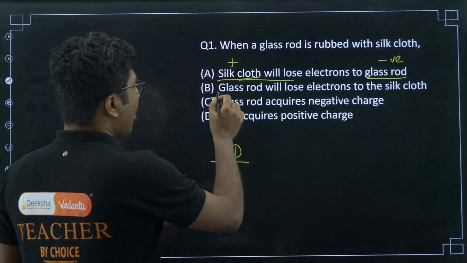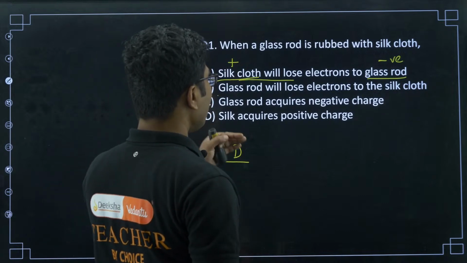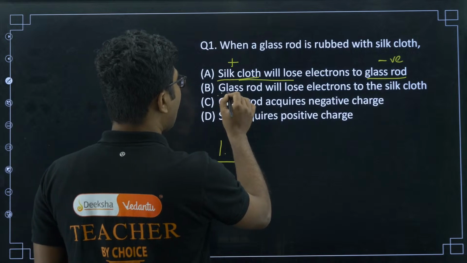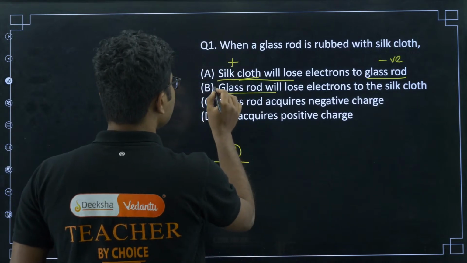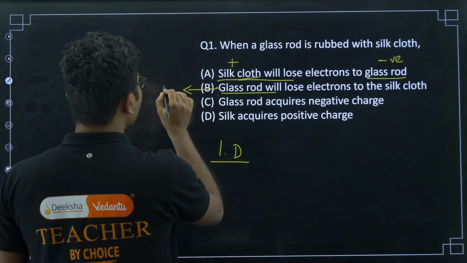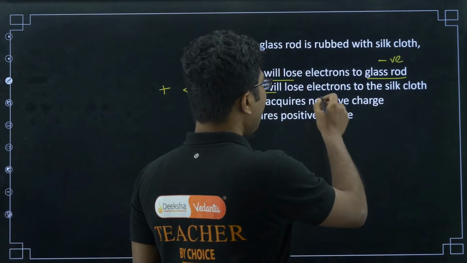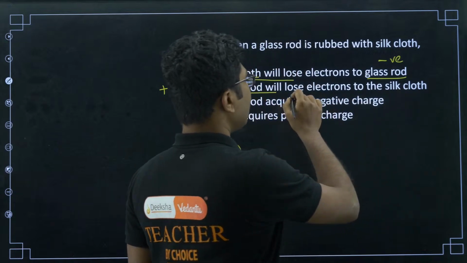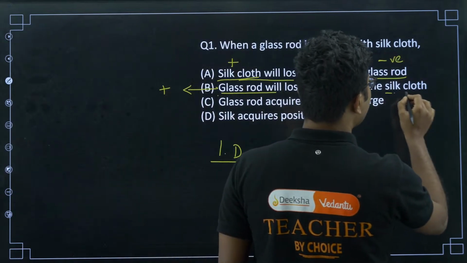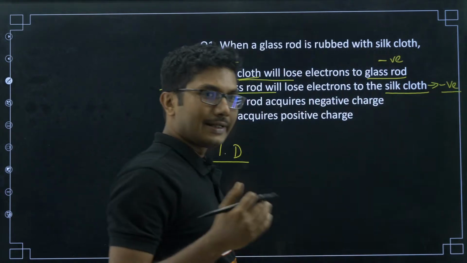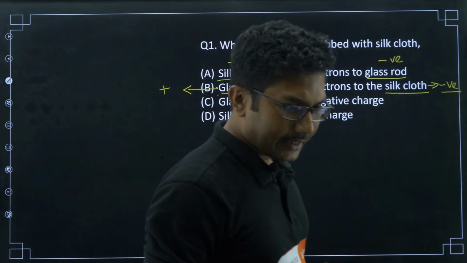What else? Option B, glass rod will lose electrons to the silk cloth. So, what will happen? If glass rod loses electrons, then it will become positive, losing electrons means becoming positive. And silk cloth is gaining the electrons, so silk cloth will become negative. Clear? Any doubt in this?